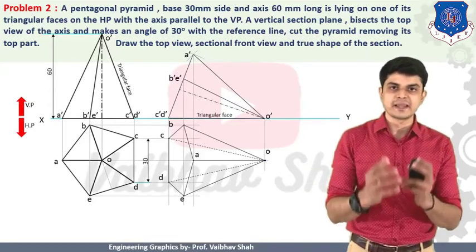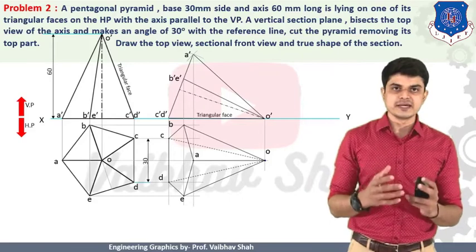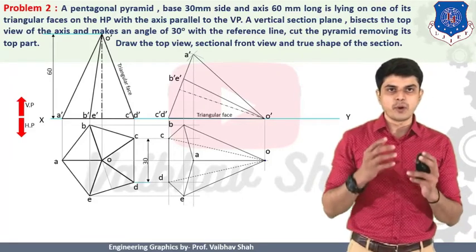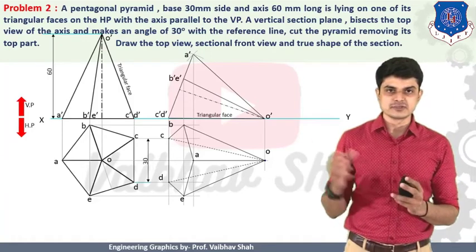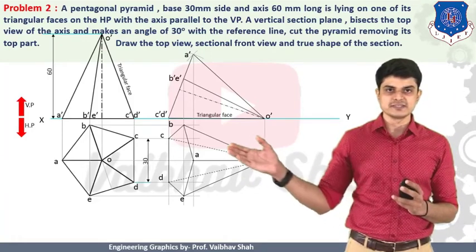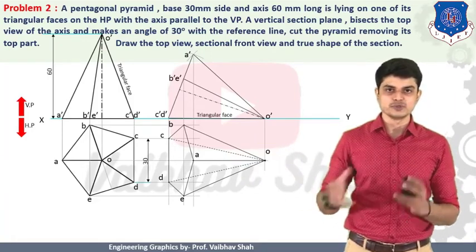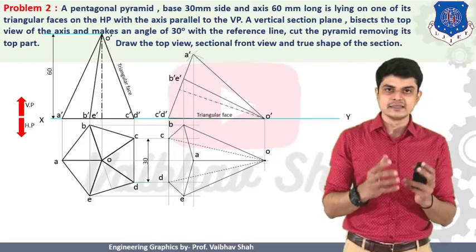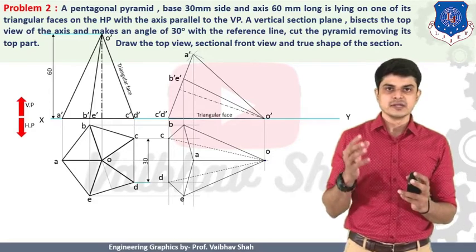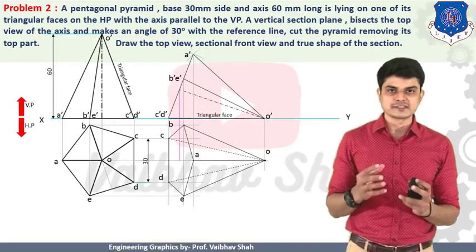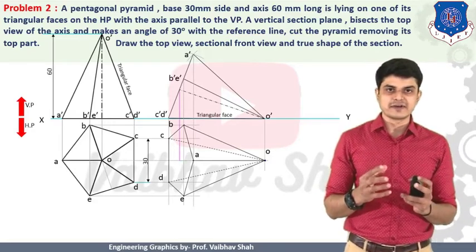So now we should apply the cutting planes. Here it is said that it is cut by a vertical section plane bisecting the top view of the axis. So this is your top view. Top view of the axis means this line, OA line. So you should bisect this OA line somewhere. So you should bisect the axis line. You should first mark the point of axis.